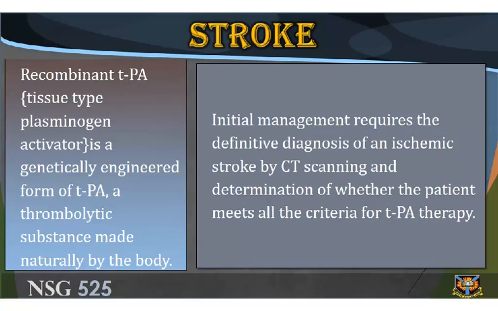Before receiving TPA, the patient should be assessed using the National Institutes of Health Stroke Scale, which contains 42 items evaluating neurologic deficits and is useful in differentiating between ischemic strokes and TIAs. A patient with an NIHSS score of greater than 22 is not eligible to receive TPA.